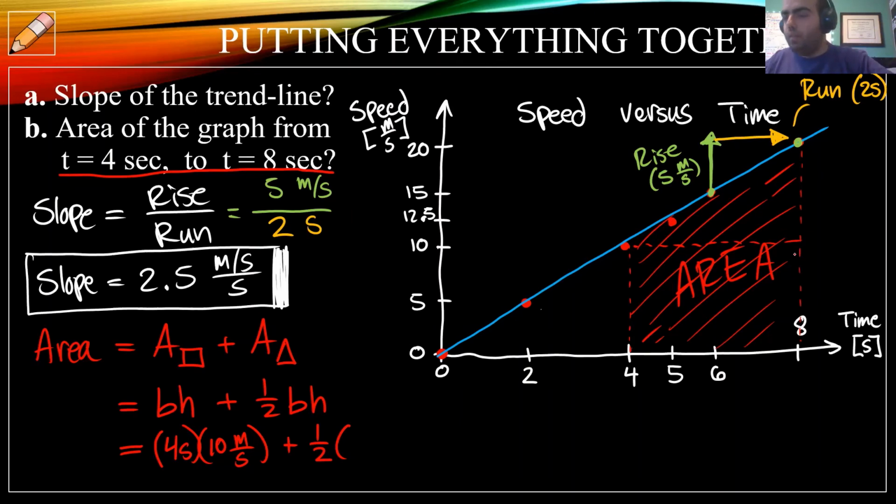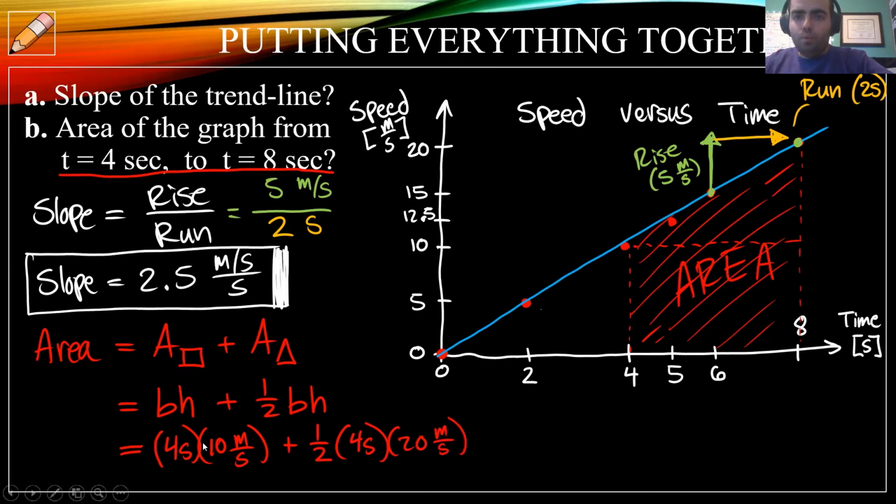So in this case, the base of the triangle is the same as the base of the rectangle, also 4 seconds. But the height is going to be different. Actually, the height's going to be the same too, because we're starting at 10 and we're going up to 20. So the height, again, is a height of 20, and on the vertical axis that has units of meters per second.